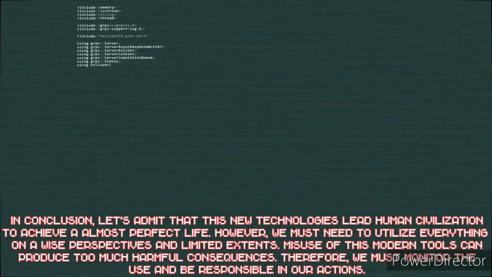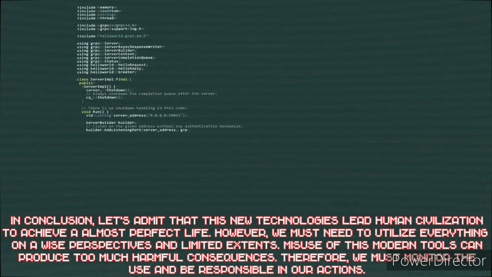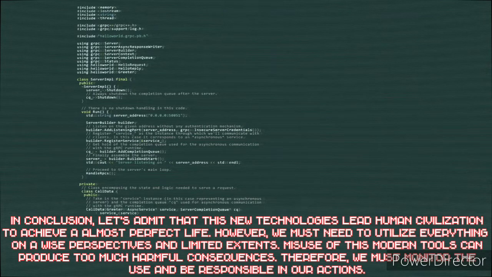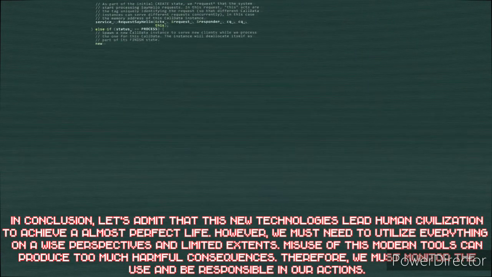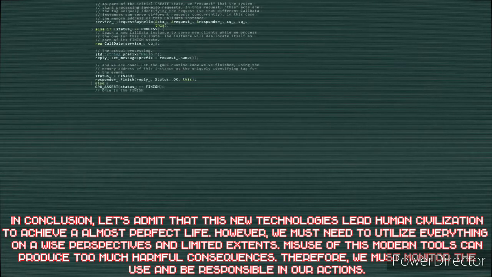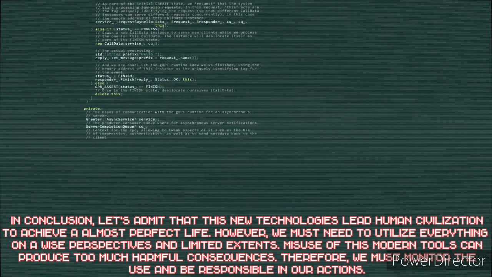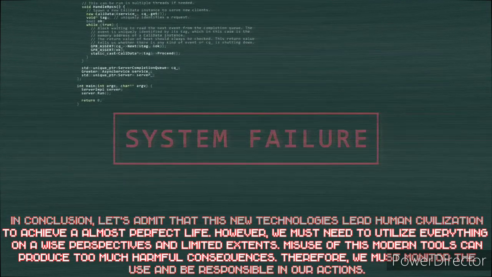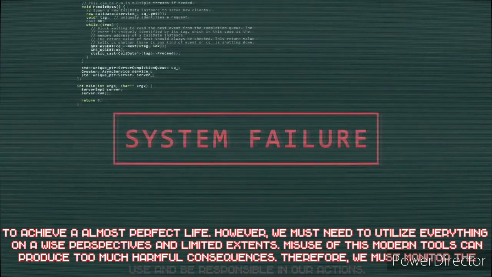In conclusion, let's admit that these new technologies led human civilization to achieve an almost perfect life. However, we must utilize everything in a wise perspective and limited extents. Misuse of these modern tools can produce very harmful consequences. Therefore, we must monitor the use and be responsible in our actions.